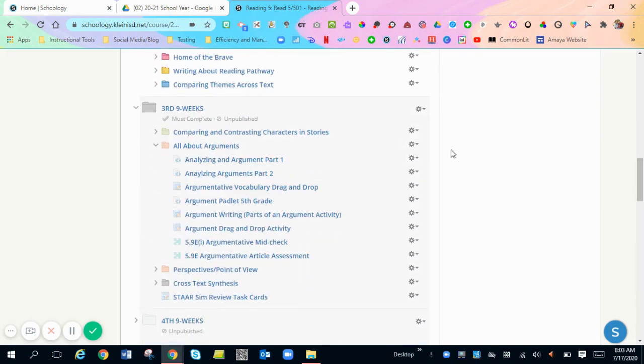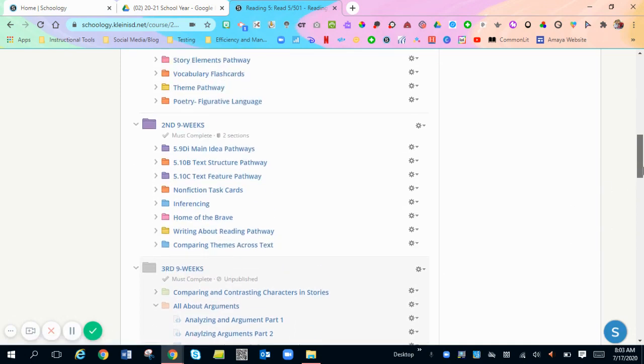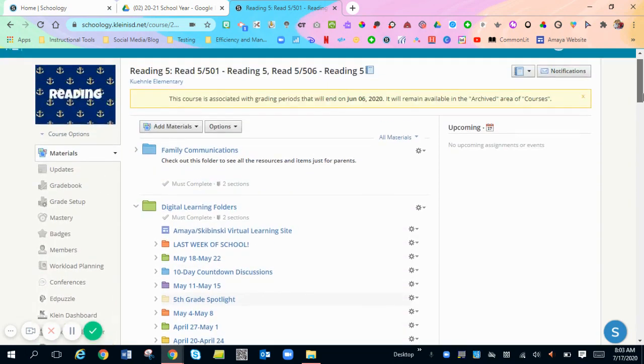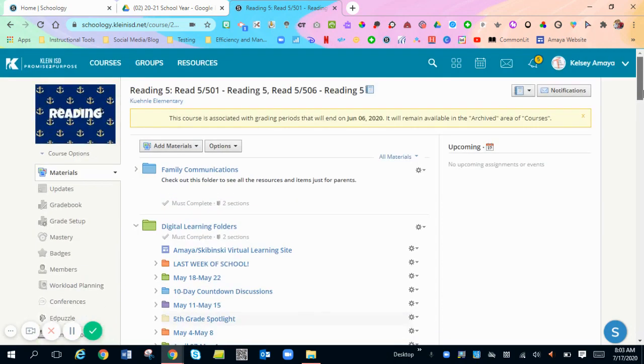And notice how some of these were gray. That means they were unpublished. So students did not see all of this stuff at once. It would be very overwhelming to them. I only published what needed to be published for that week or for that unit.